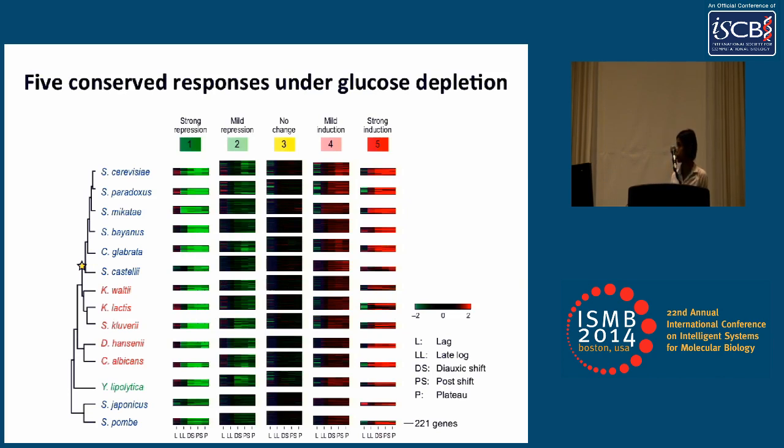So what I'm showing you here is the result of applying Arboretum to these 15 yeast species. And what you see here are 5 major patterns of expression, 5 modules. And these modules are actually numbered from 1 to 5, and they exhibit a very conserved pattern of expression. And these are color-coded based on microarray terminology. So green means repression, red means induction.